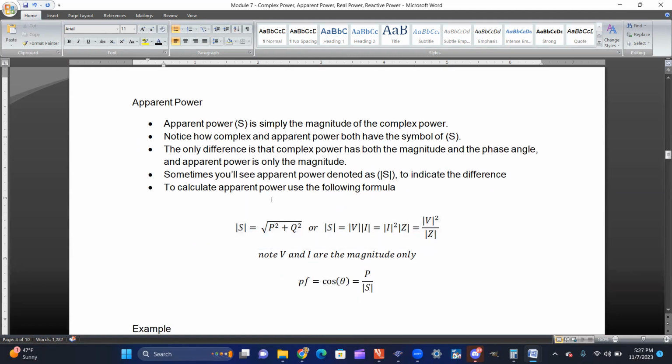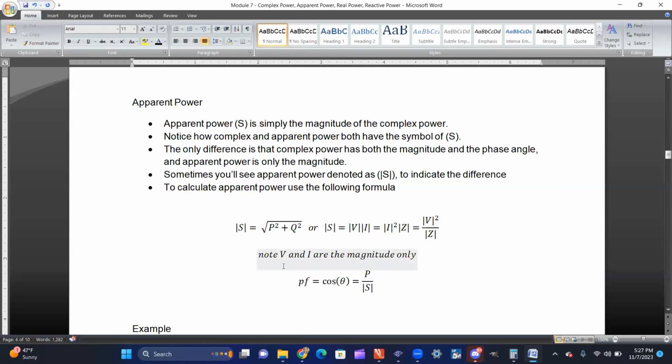All right, so to calculate the apparent power, you can use the following formulas. You can use the Pythagorean theorem, which is the square root of P squared plus Q squared, or you can multiply the magnitudes of your voltage and your current. You can multiply the magnitude of your current squared times your impedance, or you can take the magnitude of your voltage squared divided by the magnitude of your impedance.